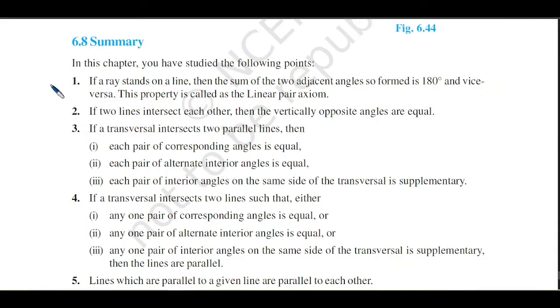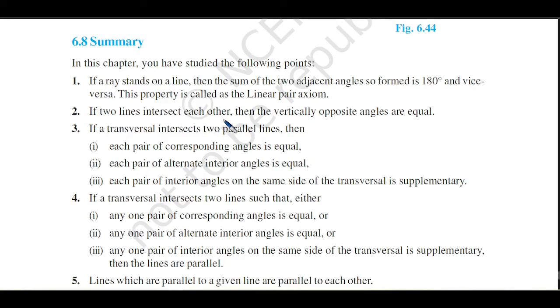Now let us summarize what we have done so far. What I thought the best is to take the summary from your textbook and present it to you, so that at least we will get confident, yes, we have covered this portion. So this is the summary of chapter 6. The first point, if a ray stands on a line, then the sum of two adjacent angles so formed is 180, which we have shown. This property is called the linear pair axiom. So they are called the linear pair.